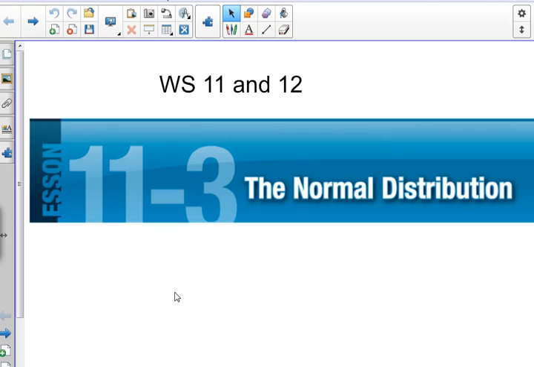All right. This is 11.3 normal distribution, and this is the notes that go on worksheet 11 and 12.